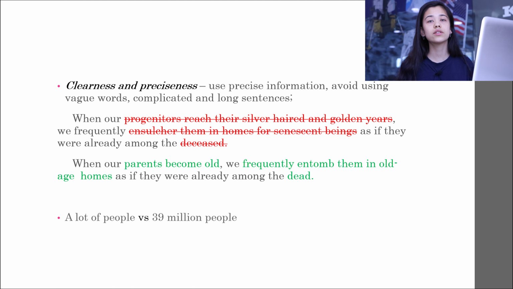Here is an example with a long sentence that sounds like: when our progenitors reach silver-haired and golden years, we frequently encircle them in homes for senescent beings as if they were already among the deceased. Instead of these complicated phrases, we can simply say, when our parents become old, we frequently entomb them in old age homes as if they were already among the dead. In academic writing, you need to be precise when you use information, data, or figures. Don't use a lot of people when you can say 50 million people or 39 million people.